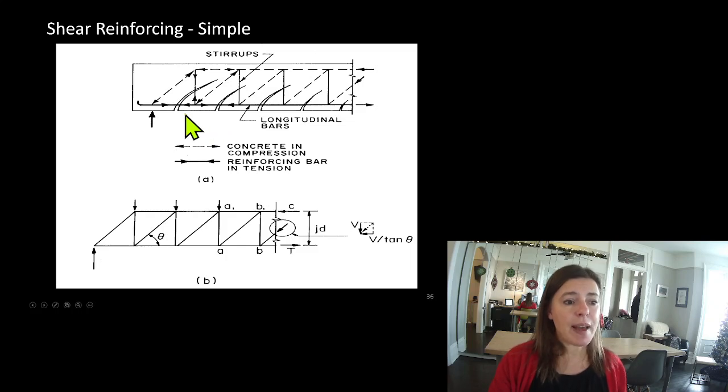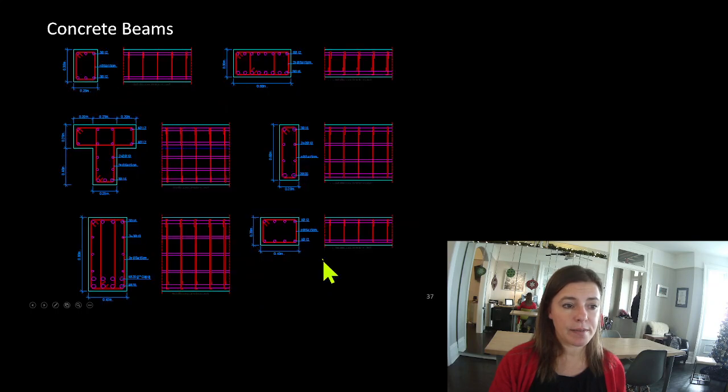This is a simplified diagram of what's happening here. Here are our cracks. And you can imagine it's like a stress acting along a truss. Really, this is what's happening in the load here. And so we put these stirrups here to prevent these cracks from propagating.